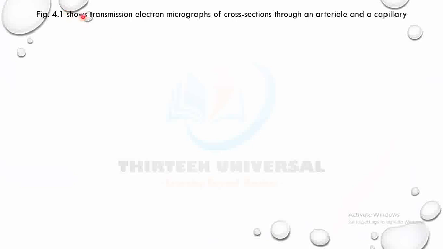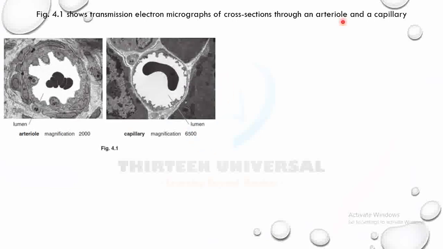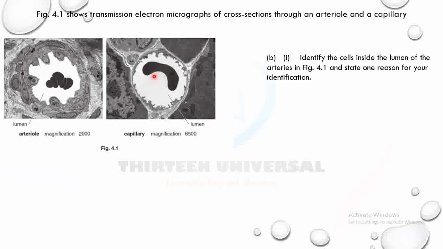Fig 4.1 shows a transmission electron micrograph of a cross section through an artery and a capillary. So this is an artery, and this is the capillary, one cell thick. All right, they said identify the cells inside the lumen of the arteries in Fig 4.2 and state one reason for your identification. So the cells in the lumen of arteries. This is the lumen of the artery.